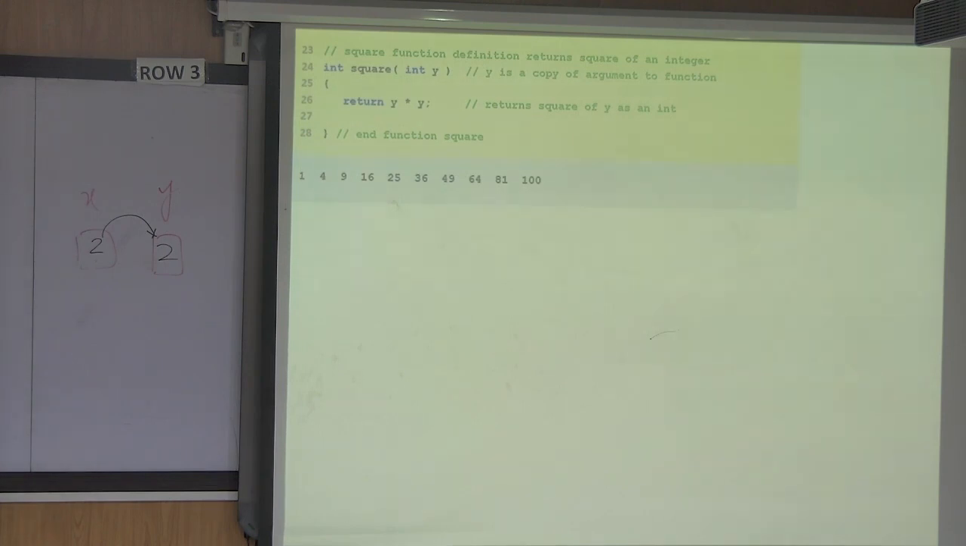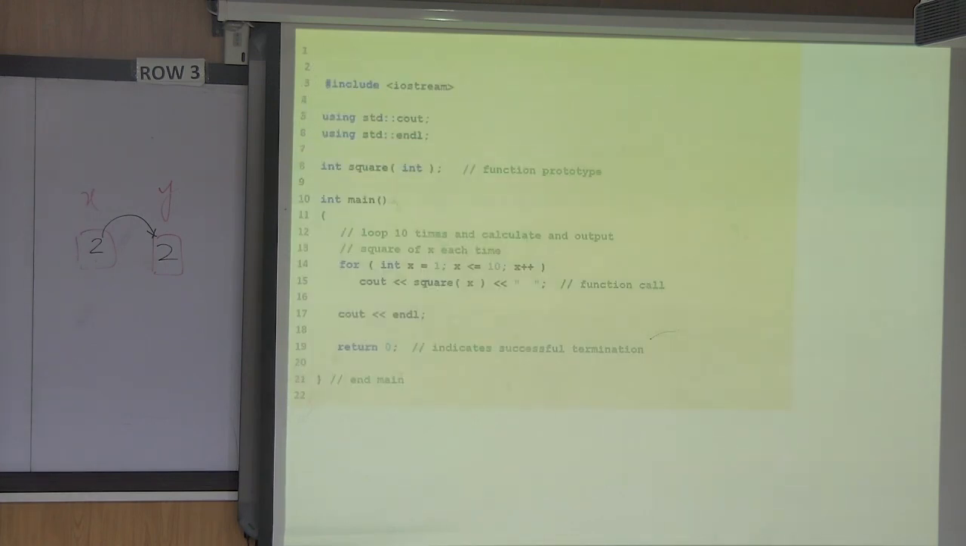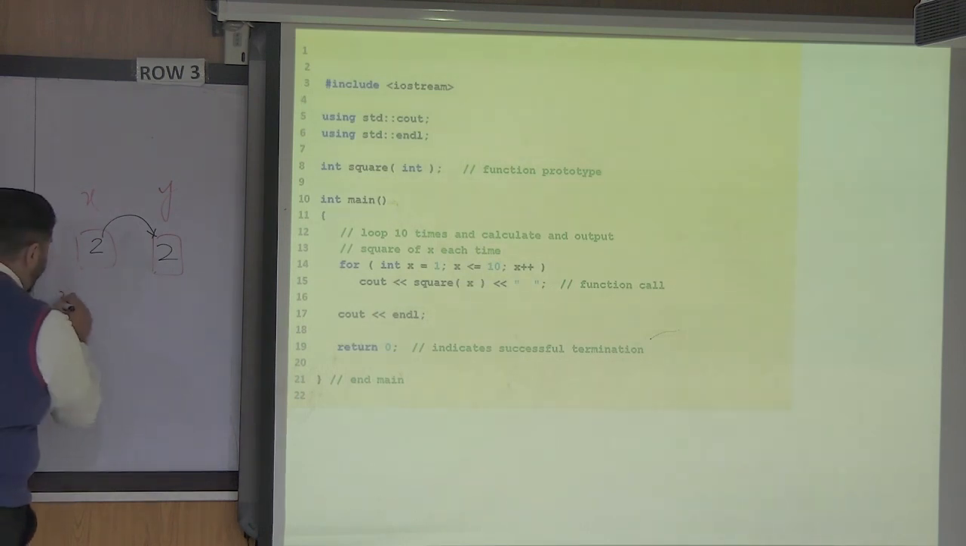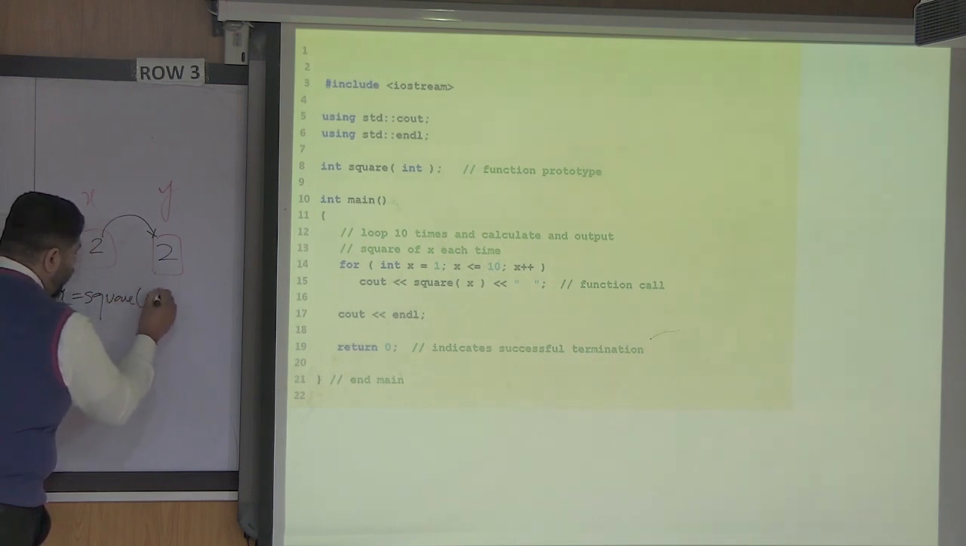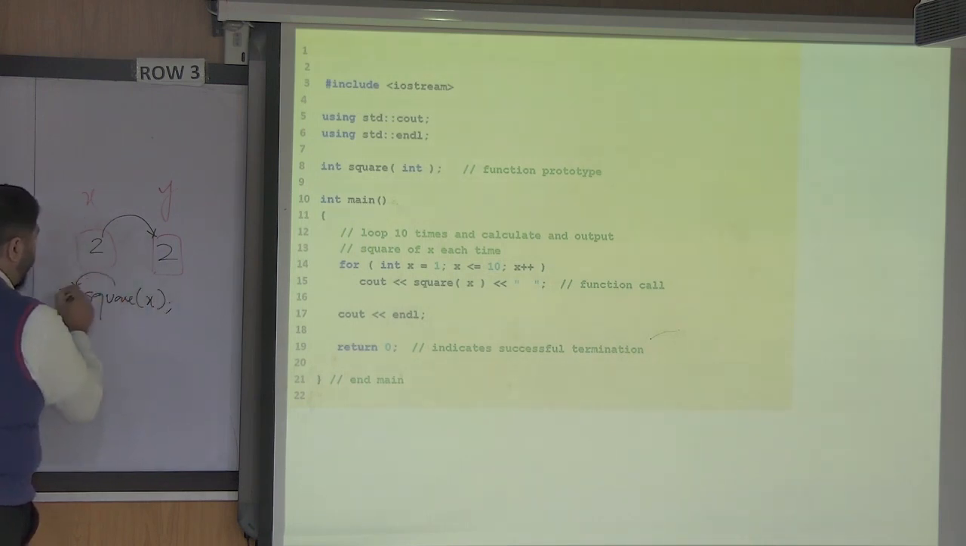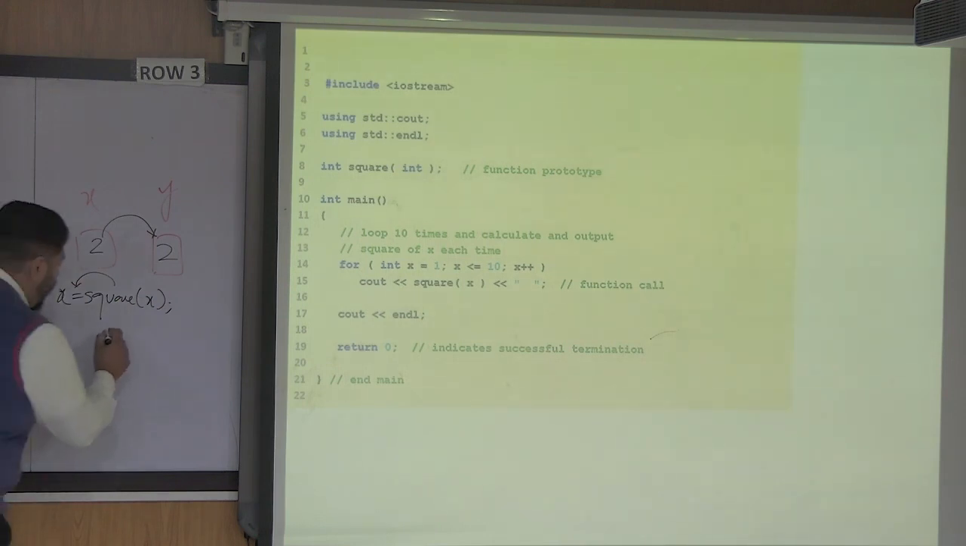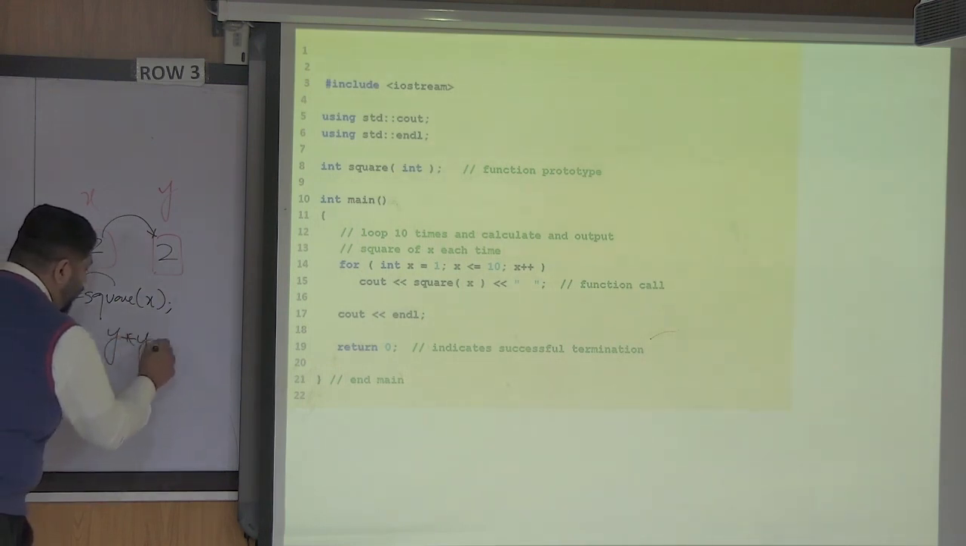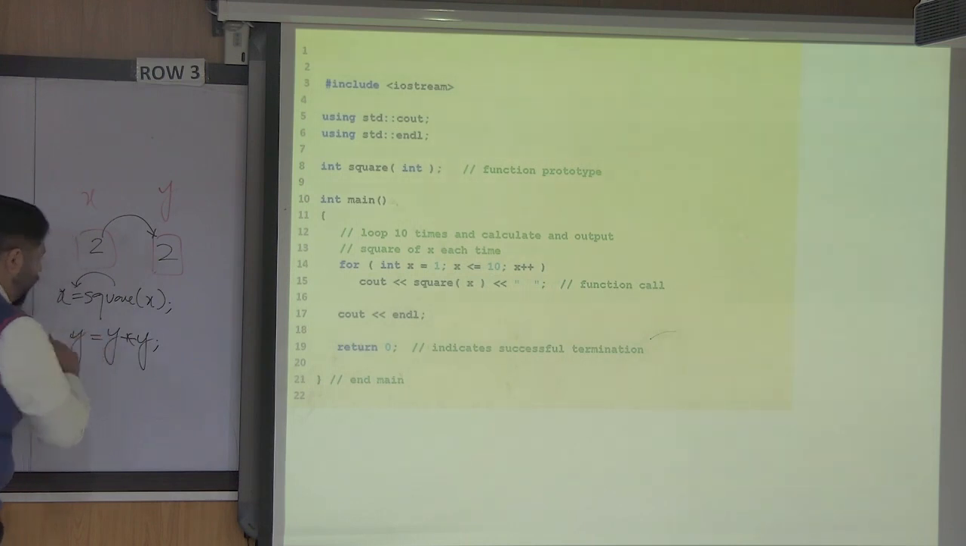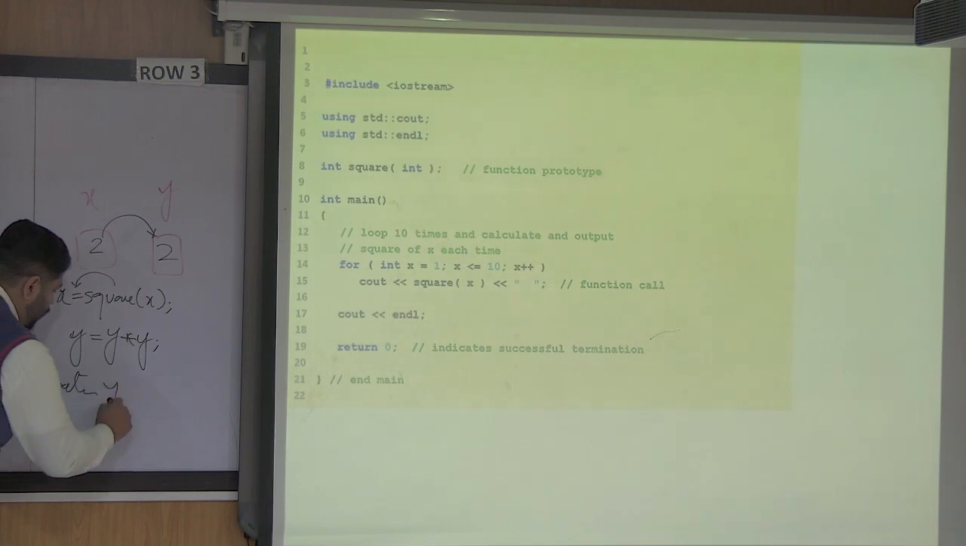If you want to say that I want to update the original, so at line number 15, you should just equate x equals to square of x. So whatever the value is, x will be updated this way. In the definition, you say I want to update value of y. So y equals to y cross y, and then you may write return y. This is how we can update the values.